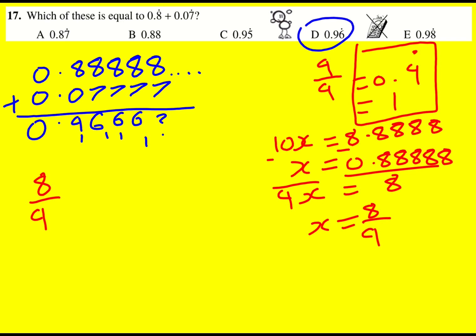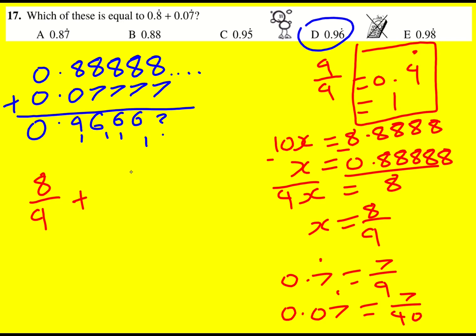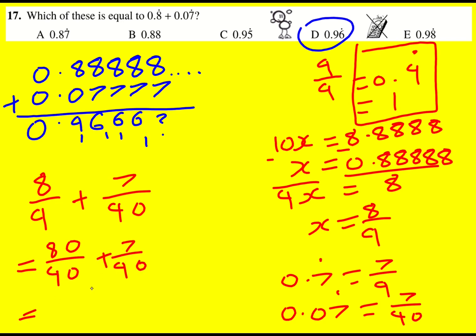With 0.7 recurring, well, in a similar way, 0.7 recurring is going to be 7 over 9. So if we divide both by 10, it will give 0.07 recurring equals 7 over 90. So what we have to do here is actually add 8 over 9 to 7 over 90 as a fraction. We can put it over a common denominator. It's going to be 80 over 90 plus 7 over 90, which is going to give 87 over 90.